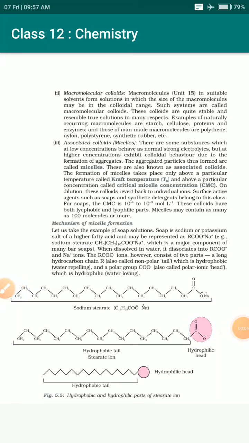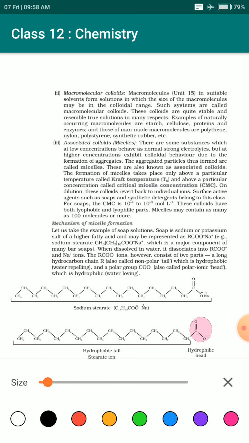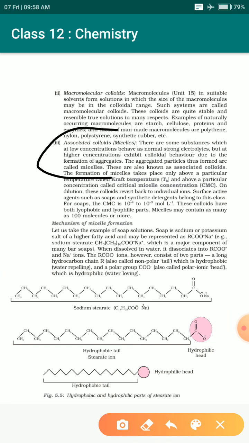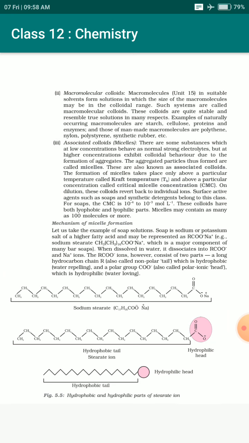After the previous class, we discussed the various types of colloids that are formed on the basis of different types of classifications. Today, as we said yesterday, we will discuss a specific type of colloid which is known as micelle. So, what is this micelle and how is this micelle formed? We will take it with an example of soap solution.